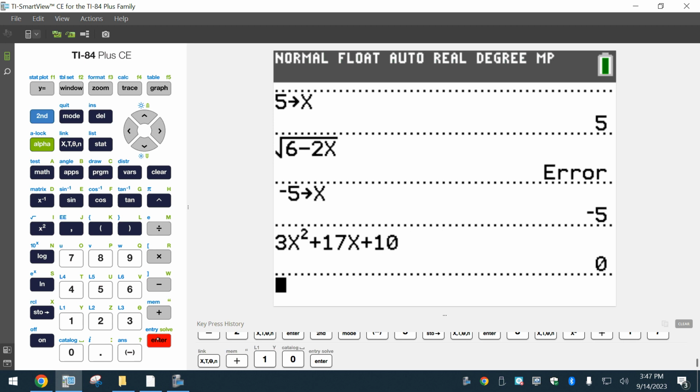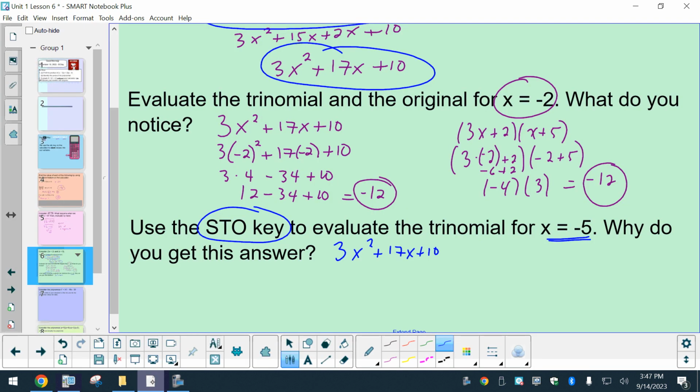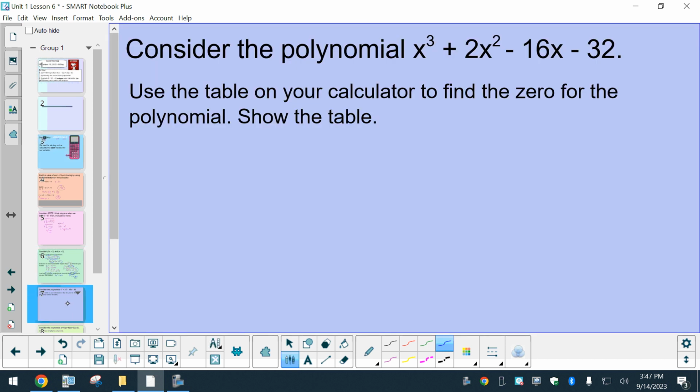Whoa, we got a 0. What is going on? So why did we get a 0? Reasoning why is our negative 5 is a 0. Okay, if you look back at the original up here, you see x plus 5. So we were talking about this, that x equals negative 5 would be considered a 0. Okay, let's try another one.